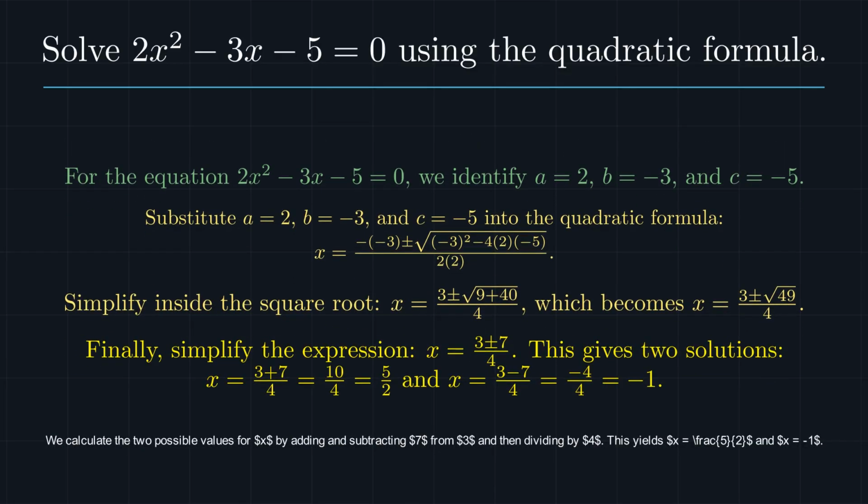We calculate the two possible values for x by adding and subtracting 7 from 3 and then dividing by 4. This yields x equals 5 over 2 and x equals minus 1.